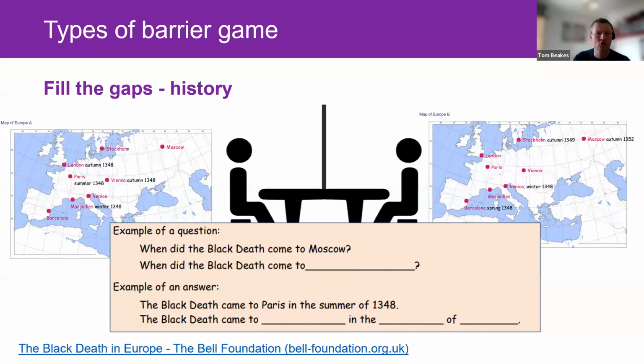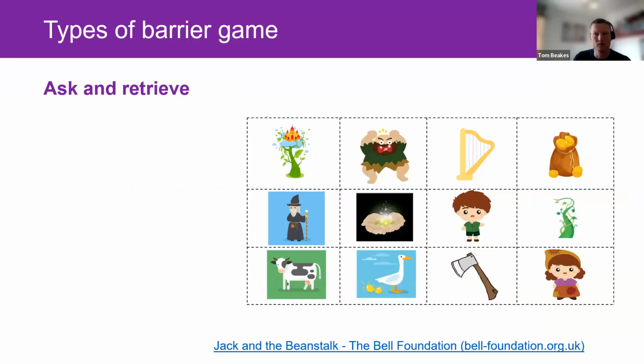The examples you've just looked at, of course, are focused around secondary level, but I'm going to look at a type of barrier game that we might want to use more with primary learners or even early years. And this is the simple ask and retrieve kind of barrier game. In this type of game, it involves one partner asking for something using a description and the other partner providing the correct object or the correct picture.